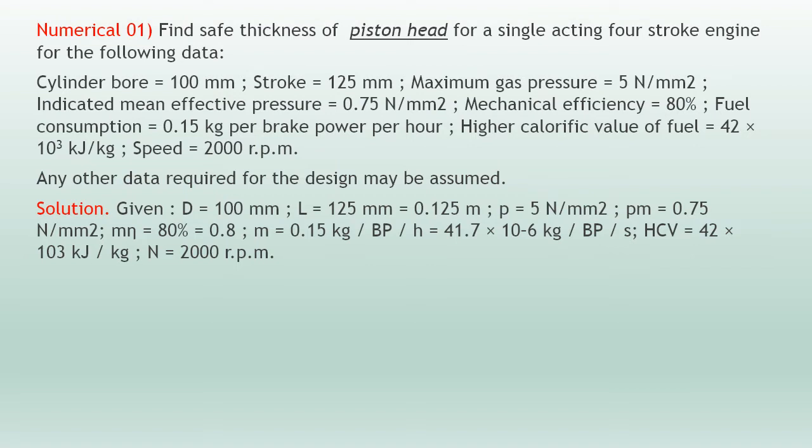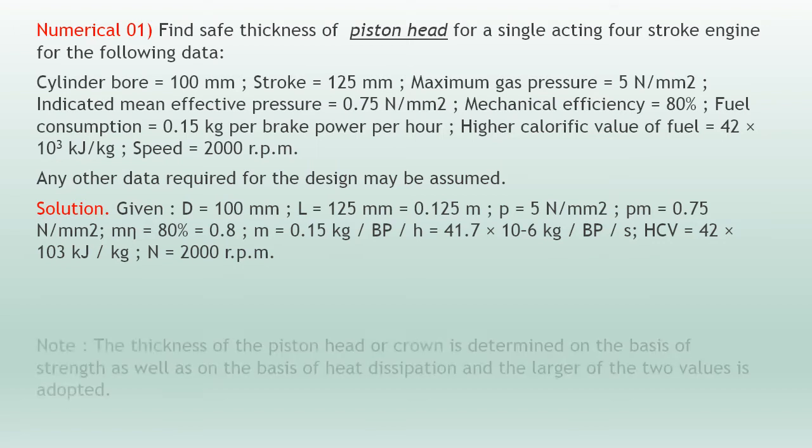Okay, so we have to convert this into kg per Bp per second. Okay, for converting you have to divide it by 60. Okay, so 0.15 divided by 60, you will get 41.7 into 10 to the power minus 6 kg per Bp per second. Okay, and the HCV is 42 into 10 to the power 3 kilojoule per kg. And finally N equal to 2000 rpm.